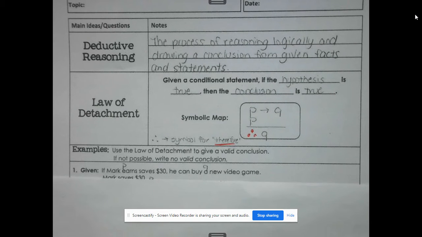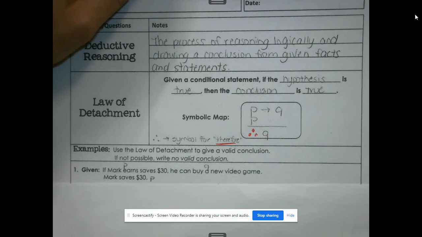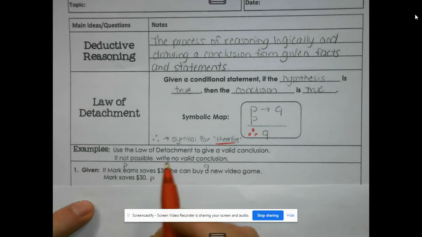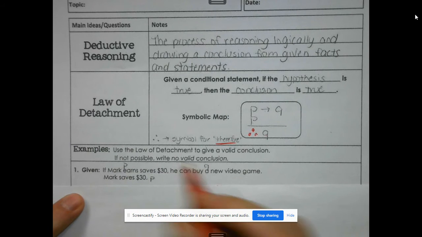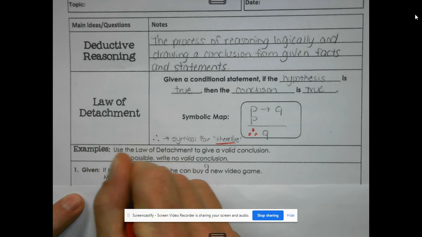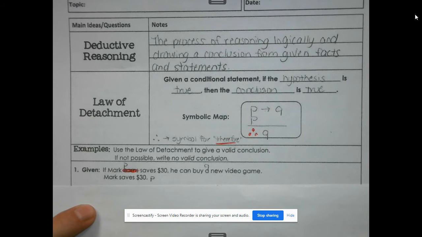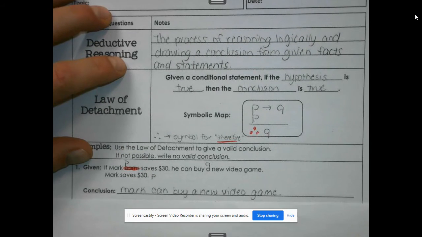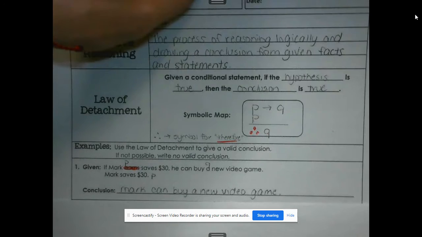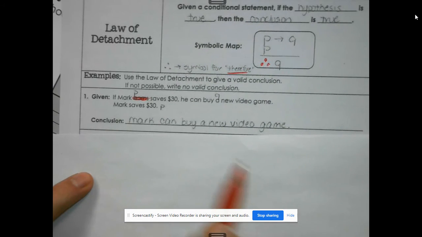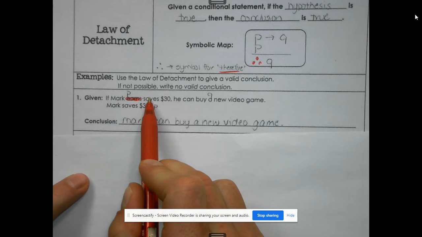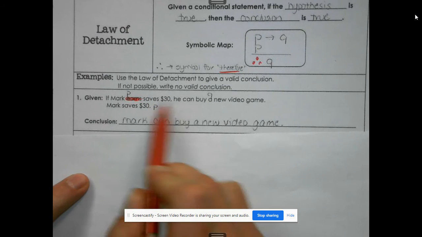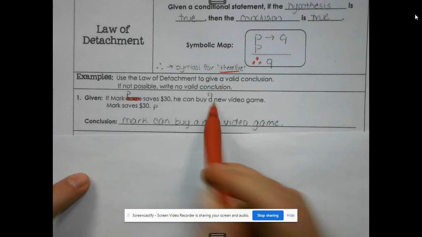It says, use law of detachment to give a valid conclusion. If not possible, write no valid conclusion. All right, so let's check this out. If Mark saves $30, he can buy a new video game. Mark saves 30. Well, if Mark saves 30, then what happens? Well, then I can say he can buy a new video game. Pretty simple stuff. If the hypothesis is true, then my conclusion is true. So if I save $30, what happens? I can buy a new video game.